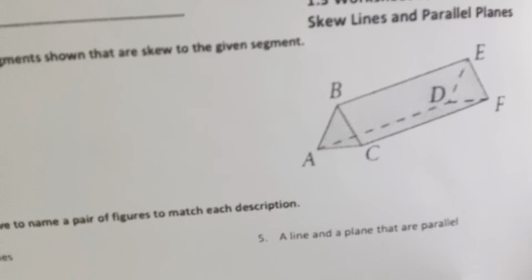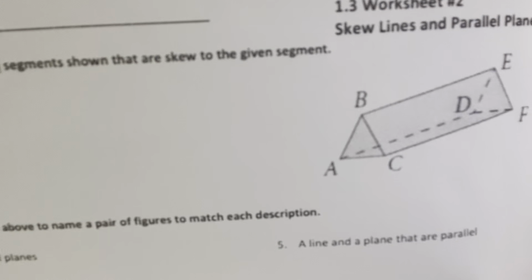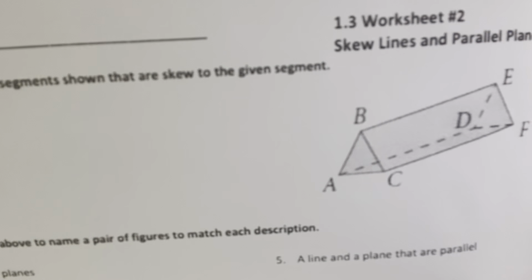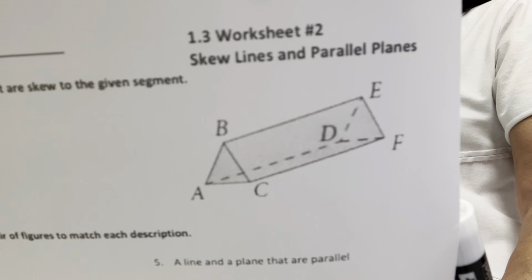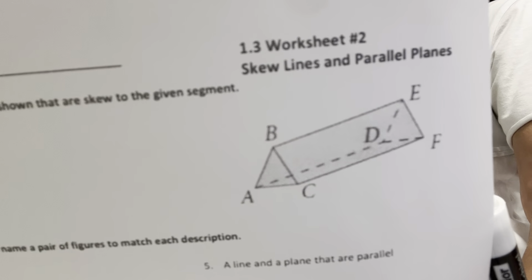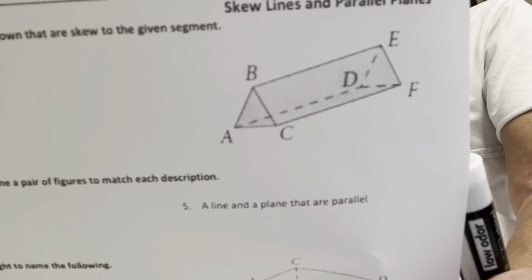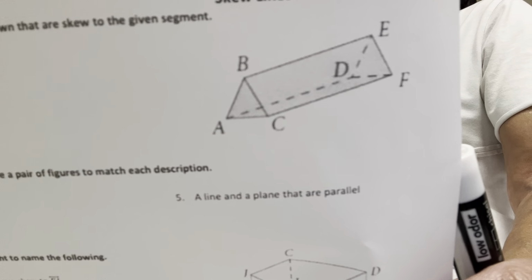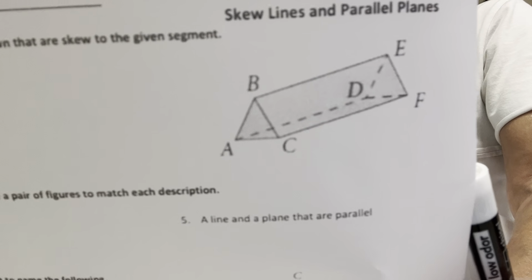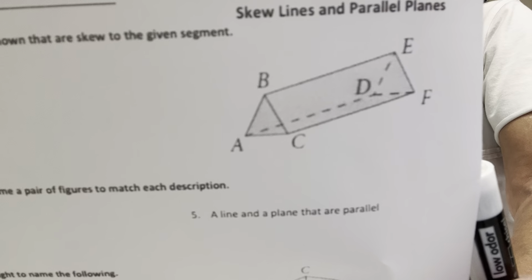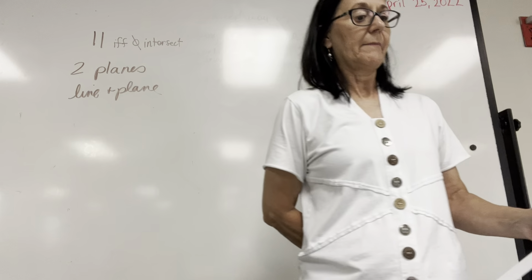Okay. Do we have a line and a plane parallel? Yes. Okay, which one? Name the line and then name the plane. Go ahead. The line is BE and the plane is ACDF. Yes. So line BE is parallel to ACDF. Does that make sense?